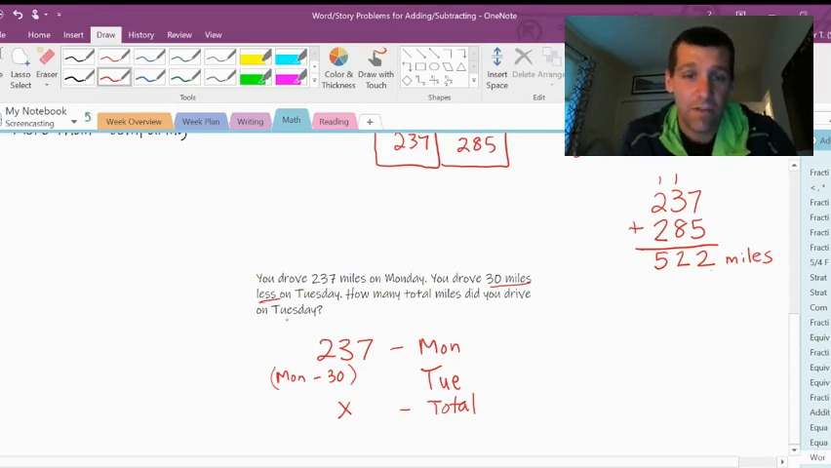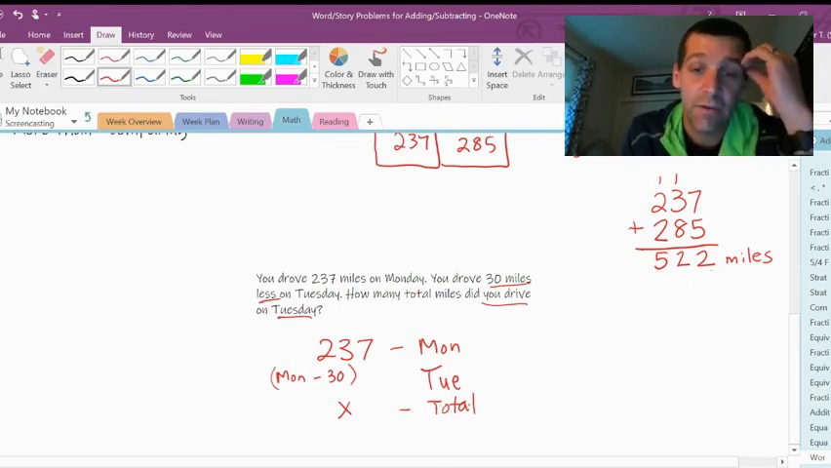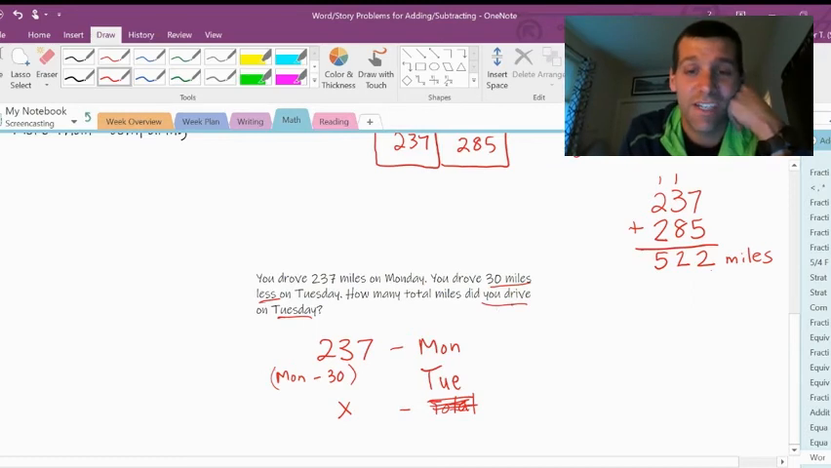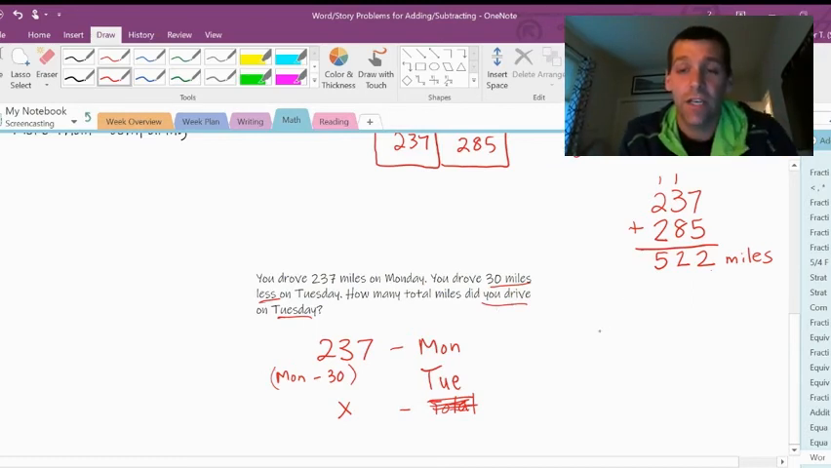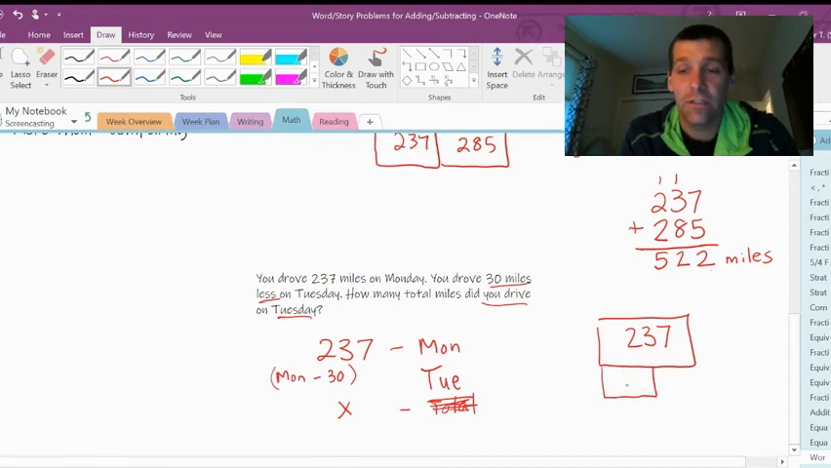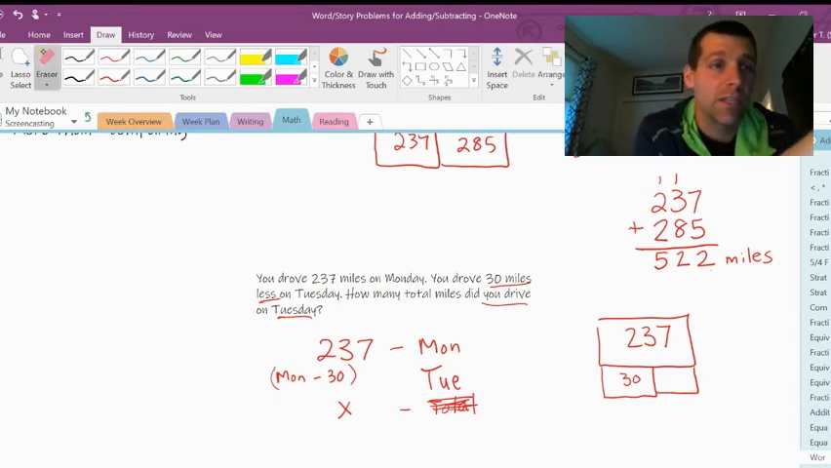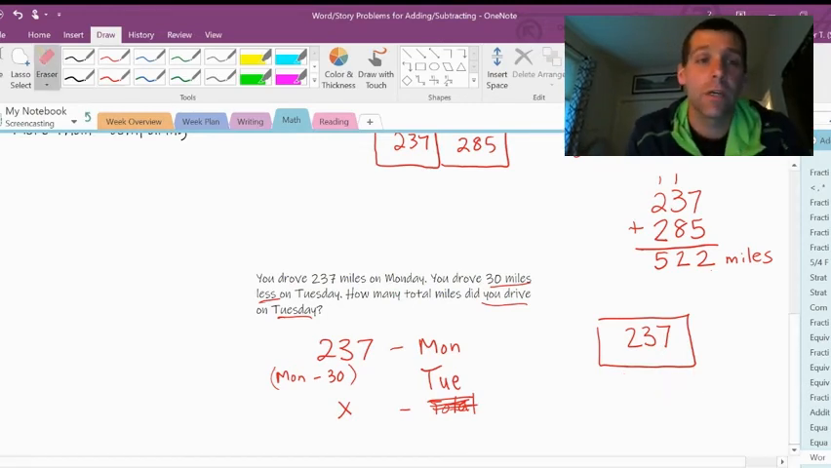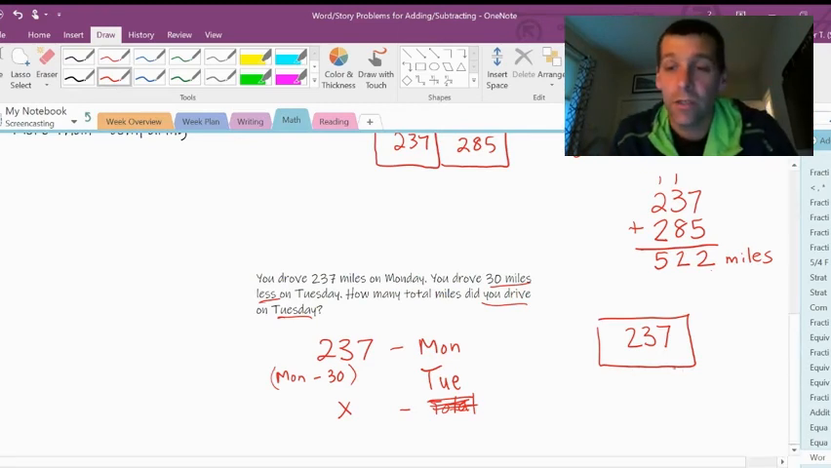How many total miles did you drive on Tuesday? I see. So if I look at this here, I'm not really looking for a total. I'm looking for a difference. So I know that my 237 goes here. As I come down here to do my subtraction, I know that I have 30, and then I've got some number. I probably want to make this a little bit more clear, because 30 is a really small number. I'm going to put that over here. This is 30. And then I've got this other number over here, which is x.